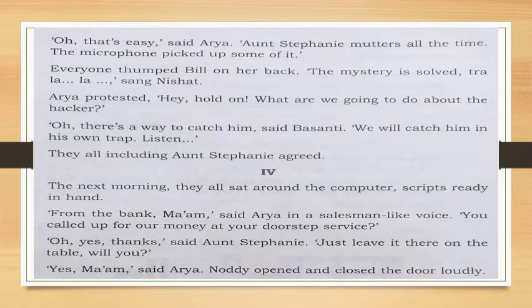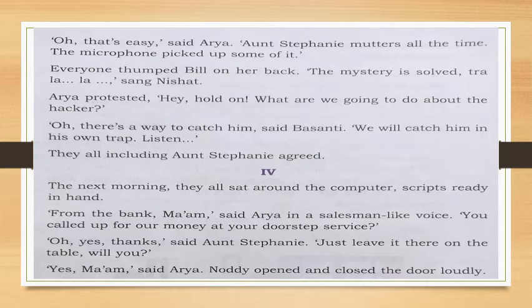Oh, there's a way to catch him, said Basanti. We'll catch him in his own trap. Listen. Then Basanti continued to say how she is going to catch the hacker. They all, including Aunt Stephanie, agreed. That means all the other 4 chums, and at the same time Aunt Stephanie also agreed to Basanti. Then the next morning they all sat around the computer, scripts ready in hand. So everyone was given scripts, some papers on which something is written, that means what they have to do. They all sat around the computer to catch that hacker.